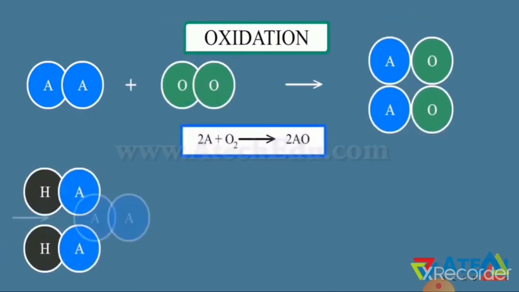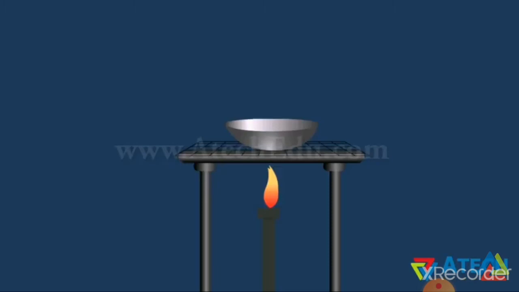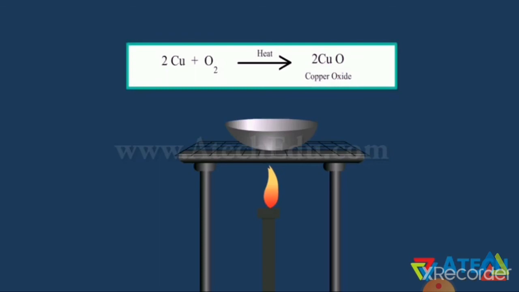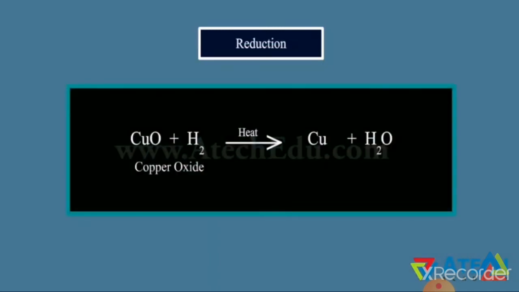Now oxidation. Addition of oxygen to any compound is called oxidation. For example, burning of copper powder in a china dish. It will convert into copper oxide. Copper reacts with oxygen in the presence of heat to give copper oxide. So here oxygen is adding to copper, that is called oxidation.